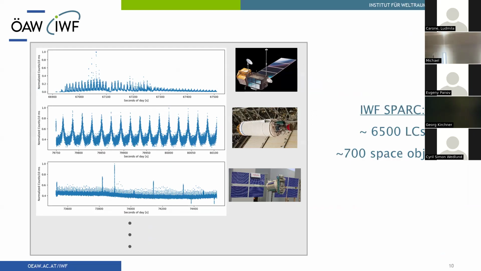In the middle, we have the light curve of a rocket body. And down here, we have the light curve of a GLONASS satellite, which exhibits a lot of glint patterns, which can be linked, for example, to solar panels. These are my favorites, by the way. So we have this light curve catalog. Of course, not all light curves are of this good quality. But in general, we have a catalog.